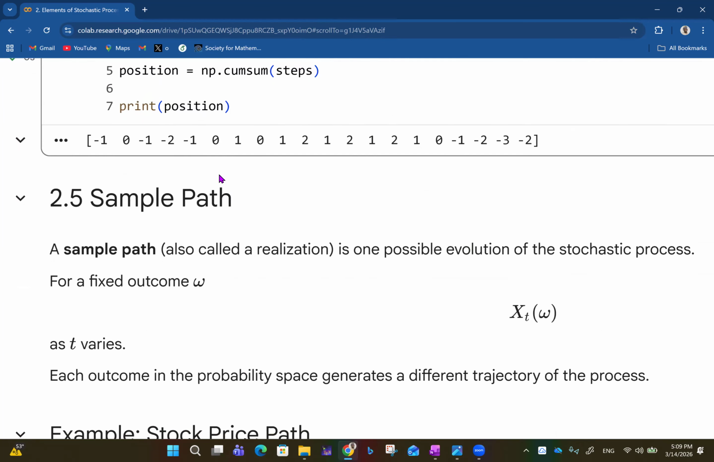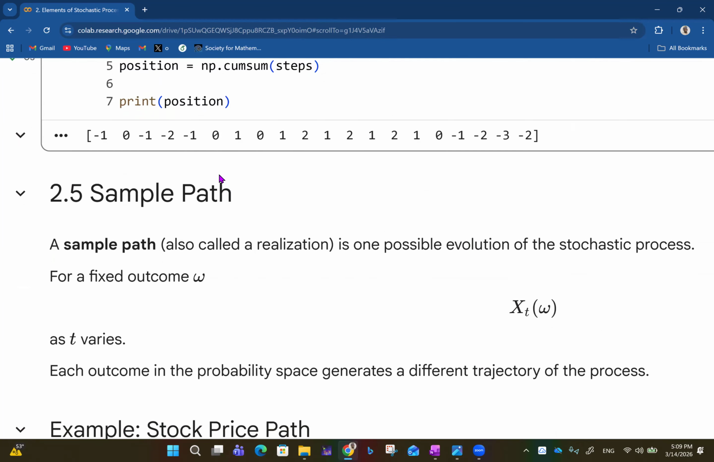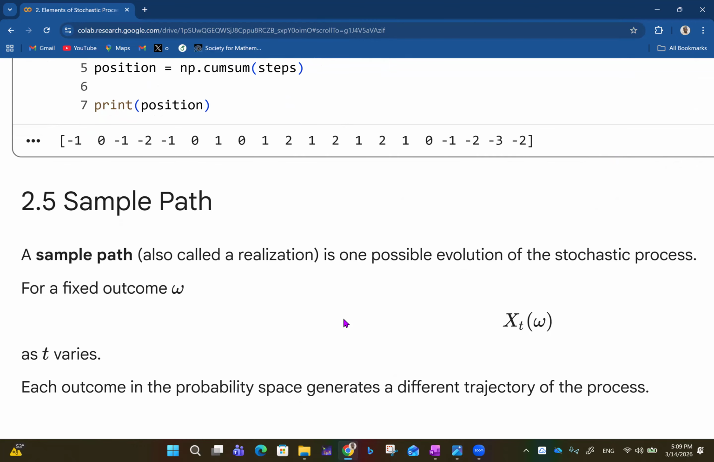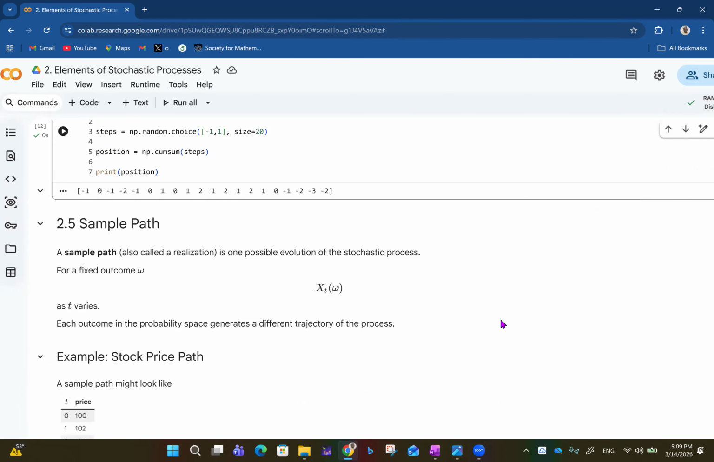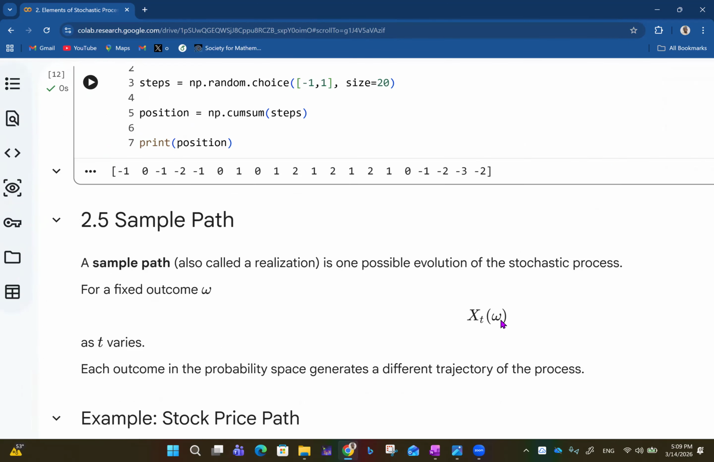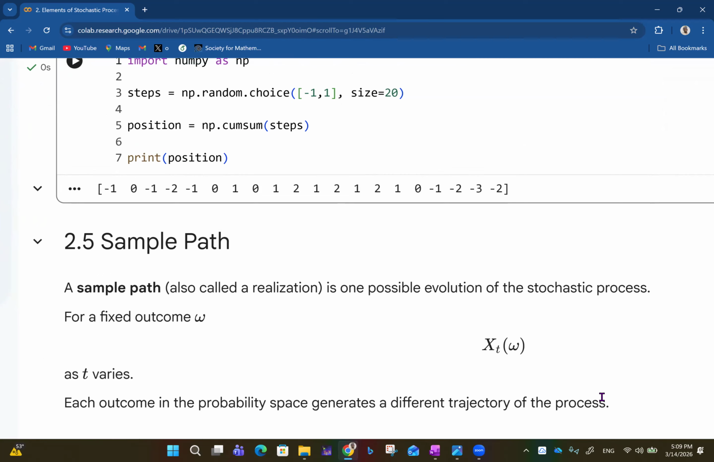Then finally, we have the fifth element. The fifth element is the sample path. A sample path, also called a realization, is one possible evolution of the stochastic process. So for a fixed outcome omega, X of t of omega as t varies. So each outcome in the probability space generates a different trajectory of the process. Okay, that's talking about the sample path.